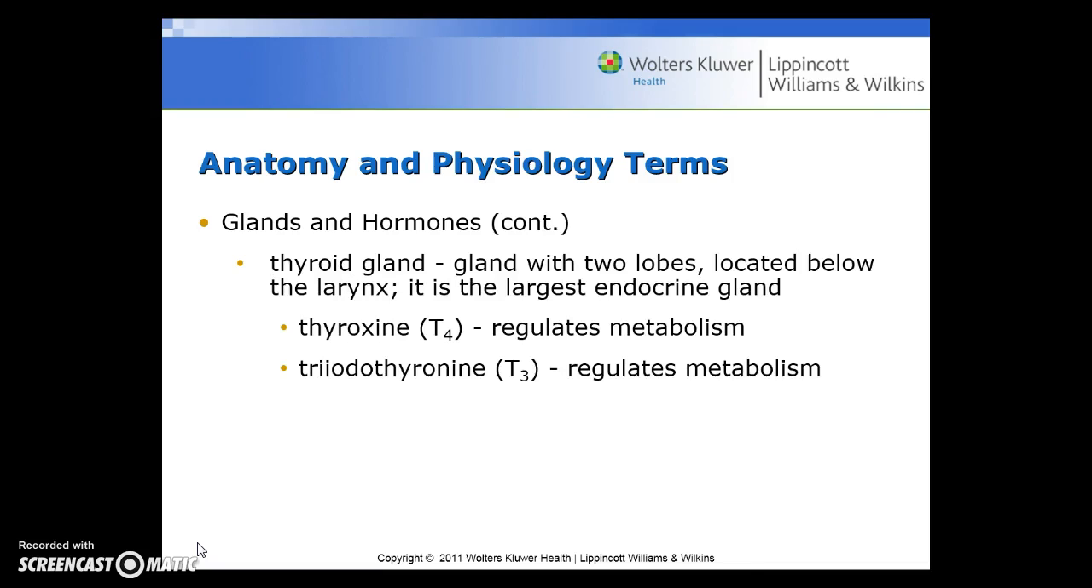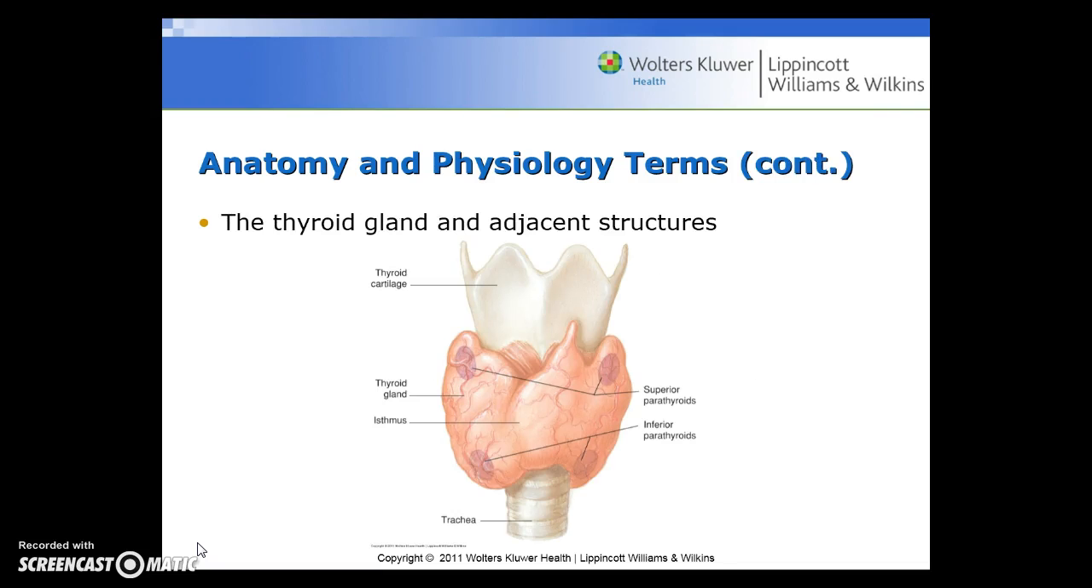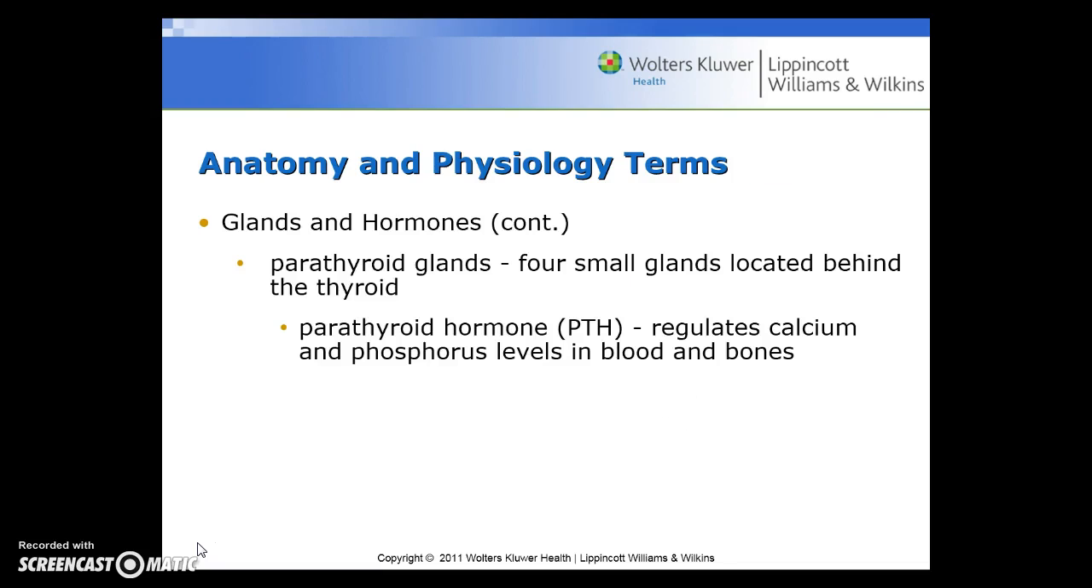The thyroid gland is a gland with two lobes, located below the larynx, and it is the largest endocrine gland. T4, or thyroxine, regulates metabolism, and T3, triiodothyronine, regulates metabolism as well. Here's a diagram of the thyroid gland and adjacent structures, so you can see the thyroid cartilage, the actual thyroid gland wrapping around the trachea there, the superior parathyroids, the inferior parathyroids, and the isthmus there as well.